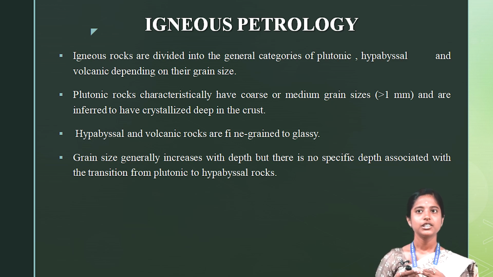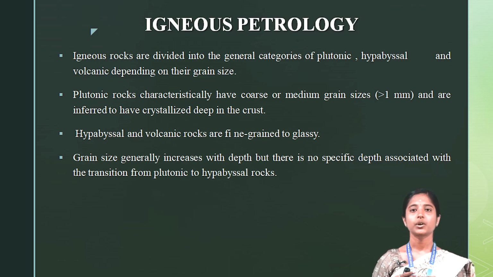In addition to classification according to the grain size, the general composition of a rock can be described using the terms felsic, mafic, or ultramafic. Okay, the magma composition is categorized under three types. They are called felsic magma, mafic magma, or ultramafic magma. It becomes a felsic rock, a mafic rock, or an ultramafic rock.